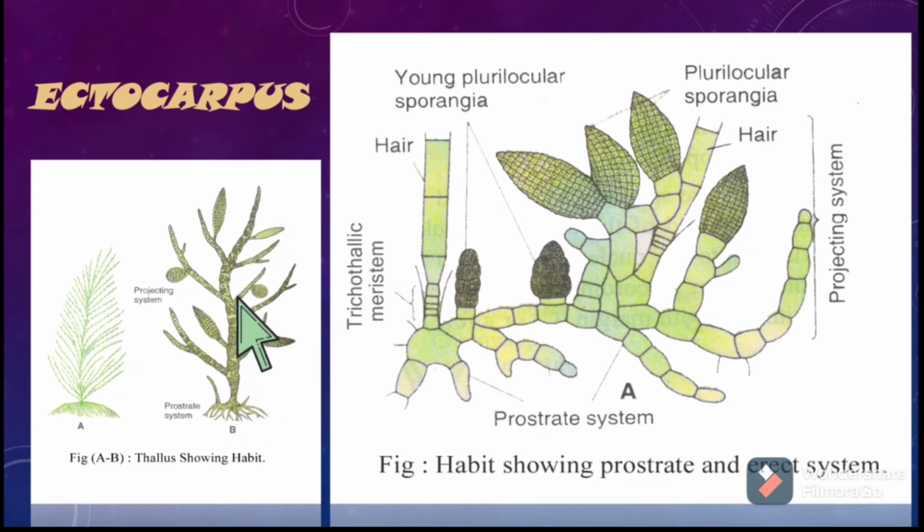And this upright portion consists of a number of branched uniseriate or monosiphonous filaments. Uniseriate or monosiphonous means the cells are in a single row. You can see single cells attached to one another forming a filament, and branching also occurs. So this is the type of vegetative structure which can be seen in Ectocarpus.